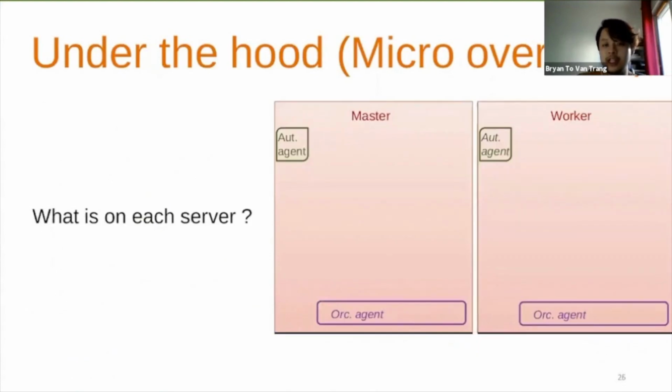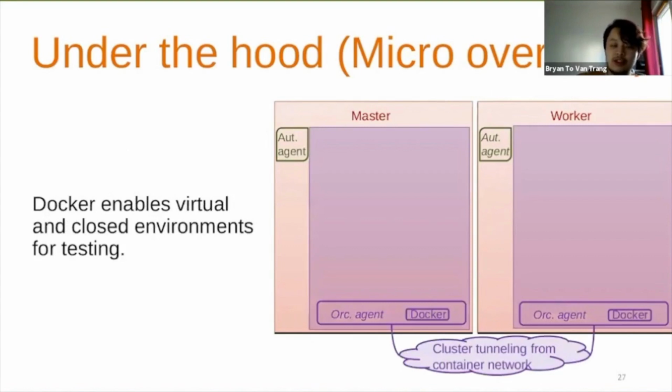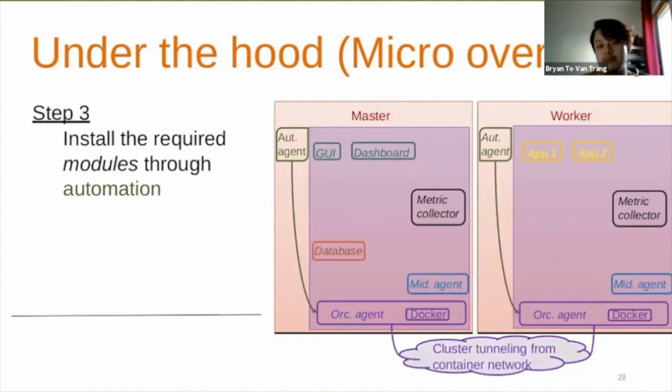So what's happening in micro overview? For master and worker, we got the automation agents and an orchestration agent. Thanks to Docker, we got to have a virtual environment for your own applications, and masters and workers can communicate between themselves over a container network. Then the third step would be to install all the modules that we have mentioned earlier: UI, dashboard, database, middleware, application, and metric collectors.